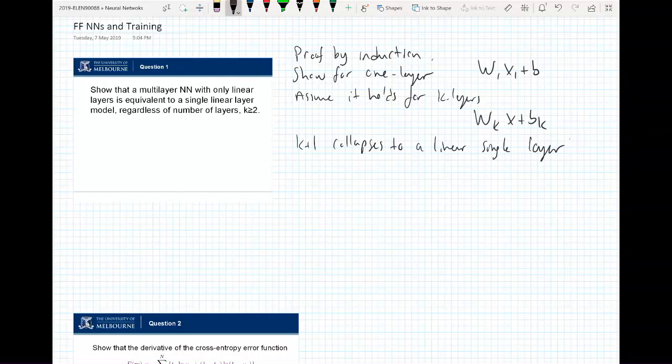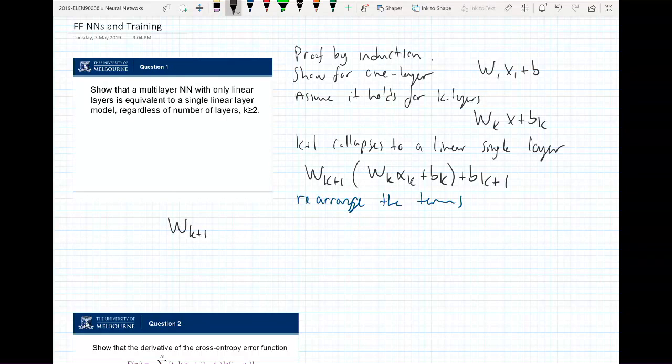Why does it happen? It's very simple math. When I write W(k+1), one more layer, and take the output of the previous layer as the input, plus b(k+1), I can rearrange the terms. What do I have? This is a matrix multiplication, so the two matrices multiply, W(k+1) Wk x, plus, so this is matrix multiplication, these are two matrices.